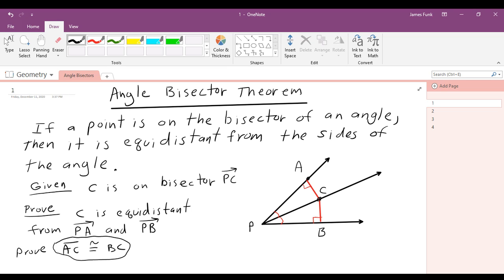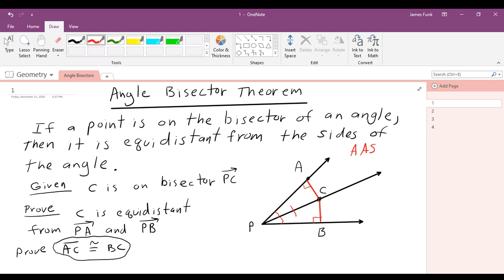So first of all, we know that ray PC is a bisector, so we already have an angle in each triangle. We know that PC is congruent to itself by the reflexive property. And now we can say that the two triangles are congruent by angle, angle, side. Angle, angle, not included side. So the two triangles are congruent to each other by angle, angle, side. And so now we know all their parts are congruent.